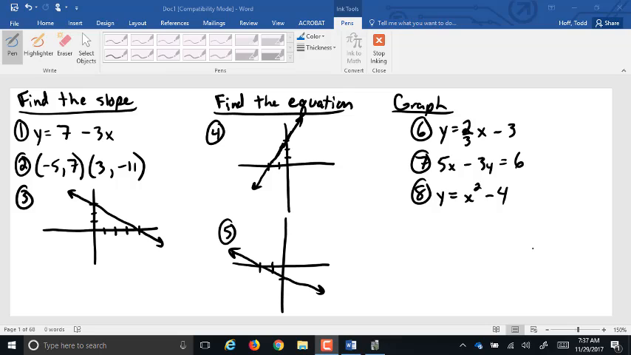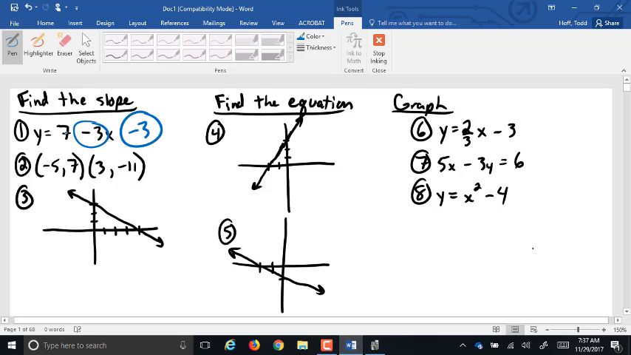So for number 1, find the slope. What's the slope? Just the -3. The number that multiplies the x is the slope. Now for number 2, how do we find the slope?